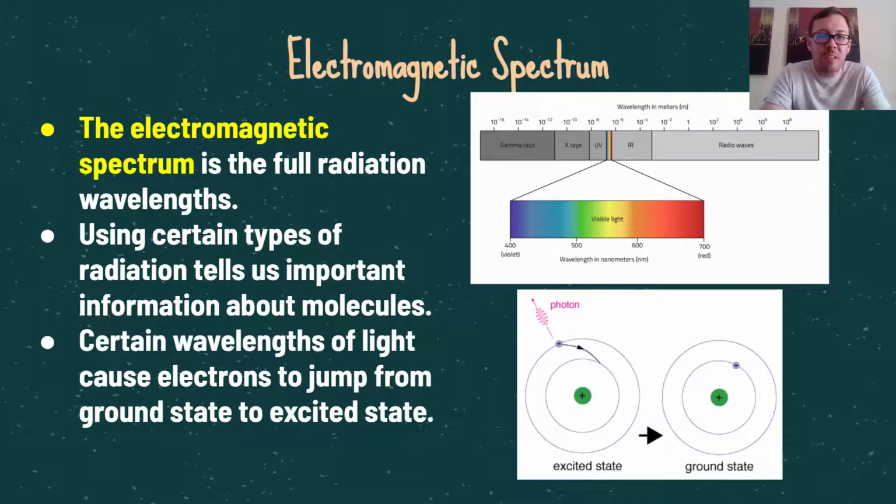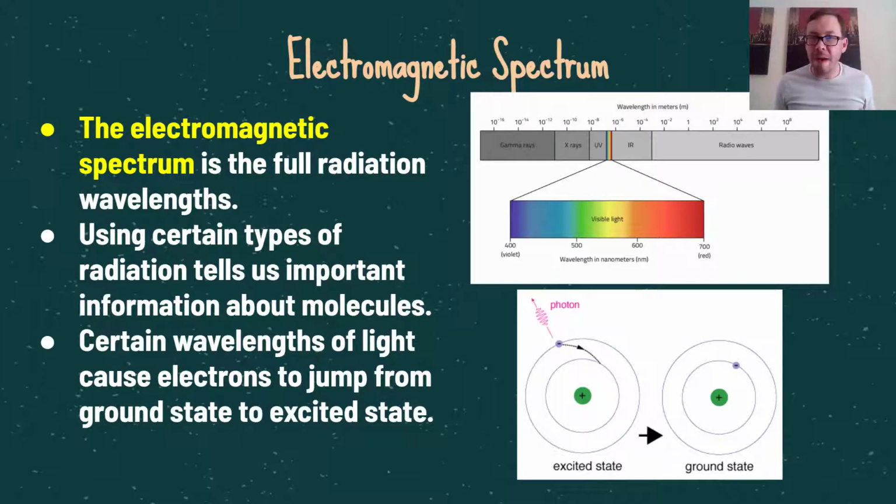Now, using different types of radiation actually tells us important information about molecules. Certain wavelengths of light cause electrons to jump from a ground state to an excited state. Think about when we've talked about electron configurations. What causes an electron configuration to be in an excited state? Typically, an electron has absorbed a specific wavelength of light that allows it to jump from one energy level to the next. When it goes from the excited state back to the ground state, it emits a photon of a specific color and wavelength.